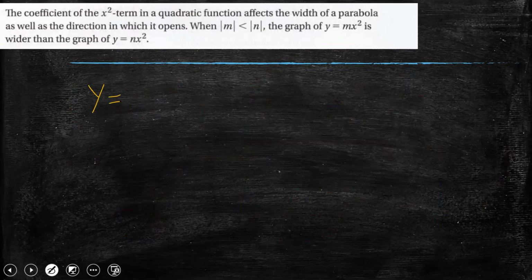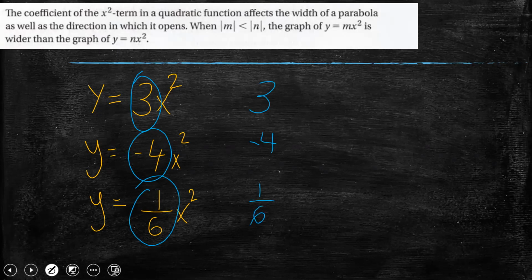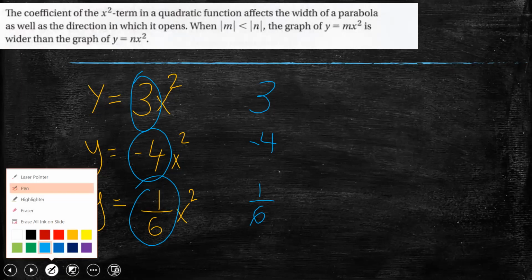If you have y equal 3x squared, y equal negative 4x squared, and y equal 1 over 6 x squared, what do I have to do? The first thing is to know which is the widest one and which is the narrowest one. The first step, look at the coefficient of each: 3, negative 4, and 1 over 6. This is the first step. Then put the absolute value for each one.